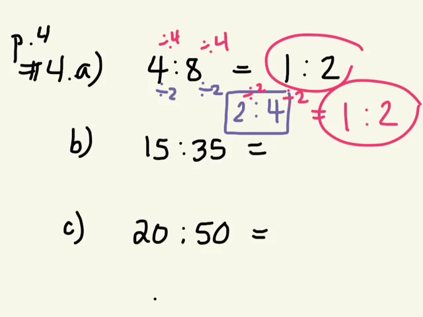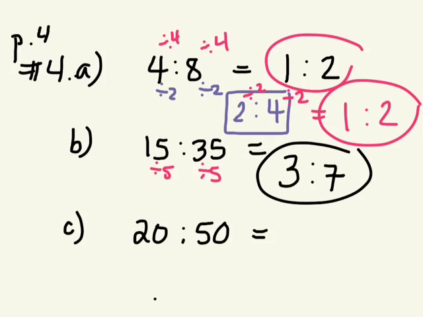What about B? Yep. What are they divisible by? 5. Good. So in lowest terms, what's the ratio? 3 to 7. And is this lowest terms? Good. Then the last one, what'd you get? Good, you divided by 10, which equals 2 to 5.